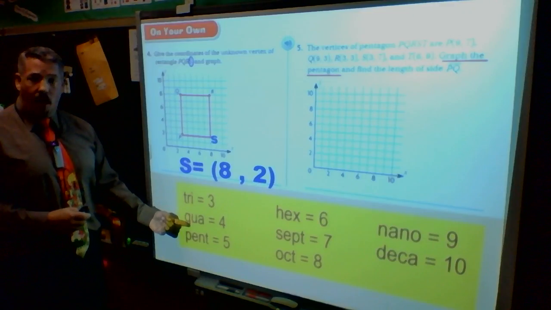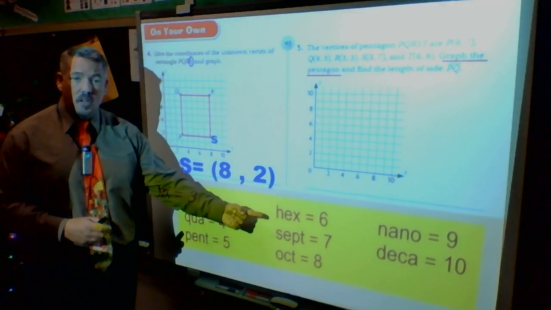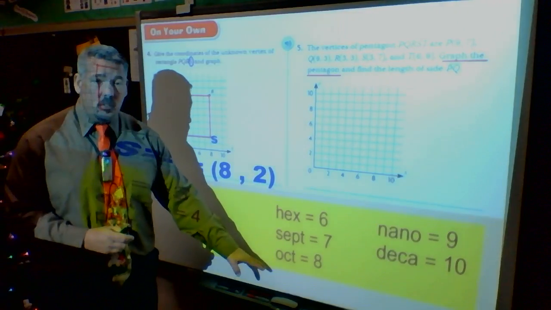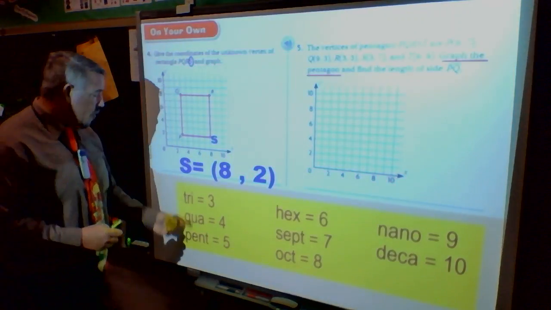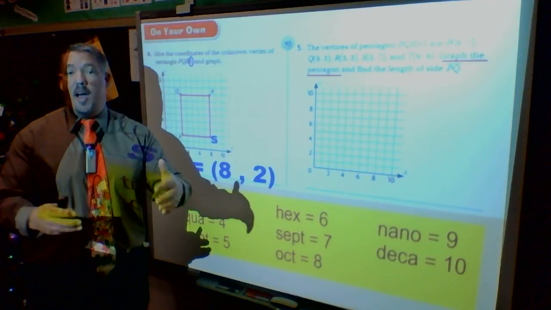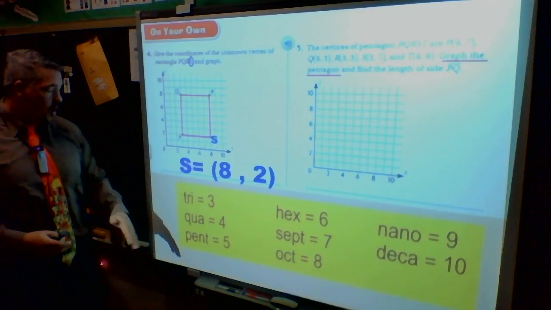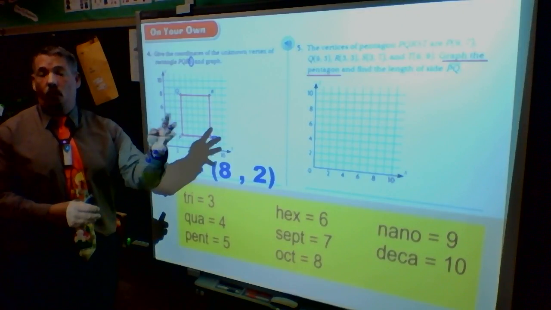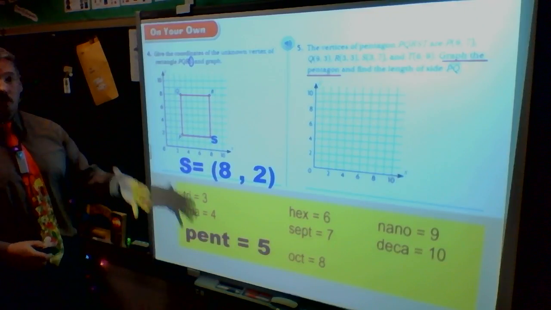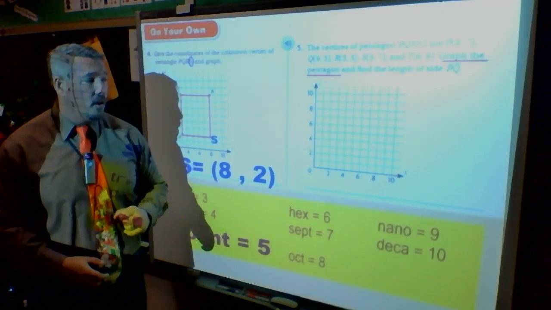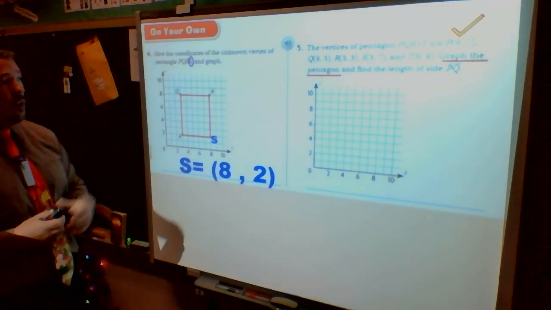But we have quadrilaterals, and then we went pentagon, hexagon, septagon, octagon, nonagon, and decagon. So knowing what these prefixes mean tells me how many sides I have. Triangles have 3 sides. Quads, like a quad runner, has 4. A pentagon, penta means 5, and that's what I'm plotting. So now I'm going to put them in the correct locations, just step by step.